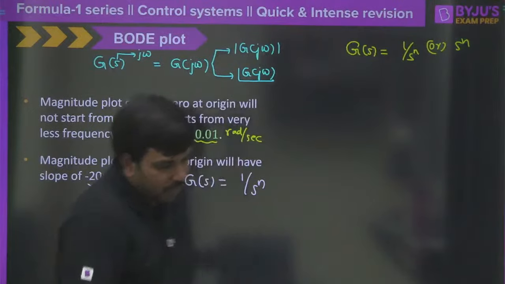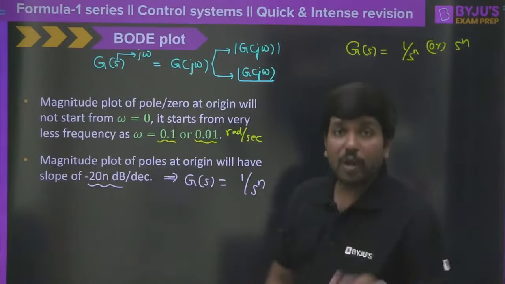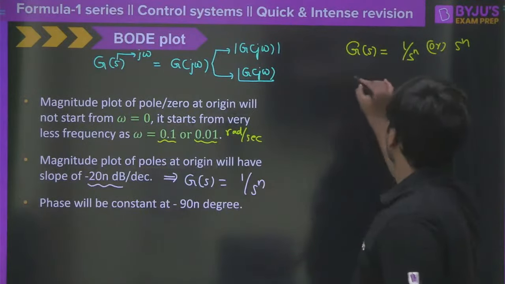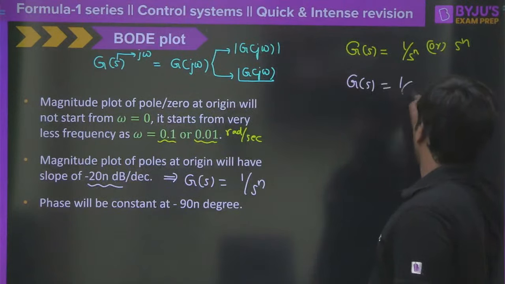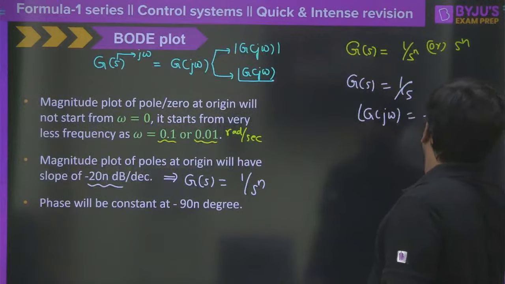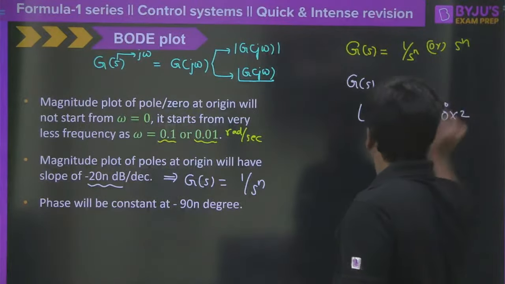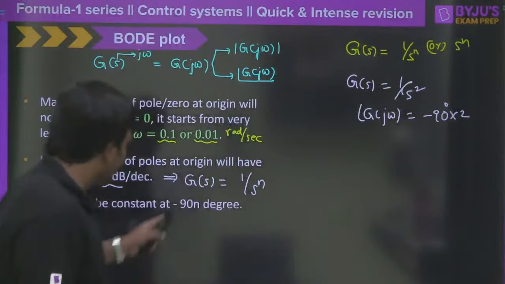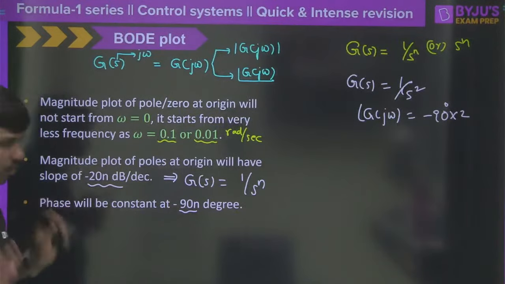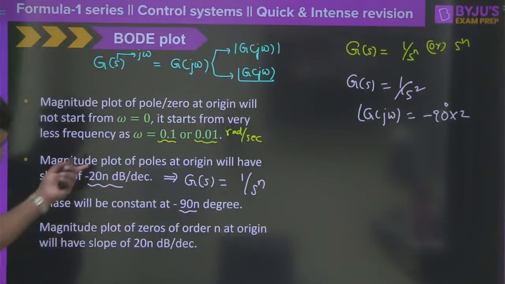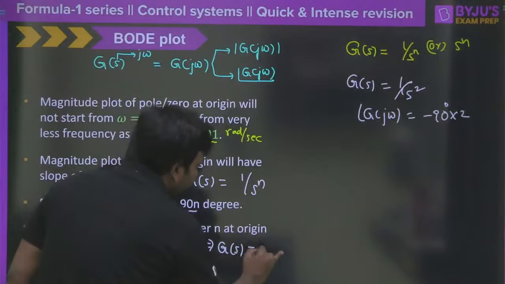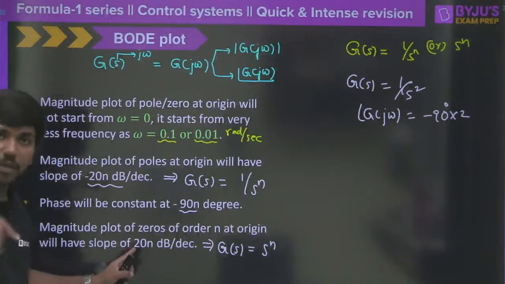Clear? So similarly, if you look at it the other way around, suppose you have zeros, what would be the situation? Phase will be constant, that is minus 90. Suppose G(s) is equal to 1 by s, of course its phase will be minus 90 here, right? Minus 90. If you have s square, then it will become minus 180 degrees, right? So if you have n here, then it will have minus 90 into n degrees. These things are quite natural, and the reverse will happen for the zeros. That means in case your transfer function has s power n, then the slope will change like a positive value, right?